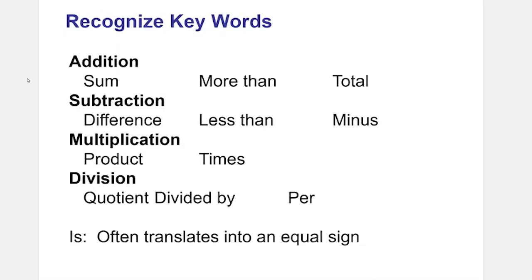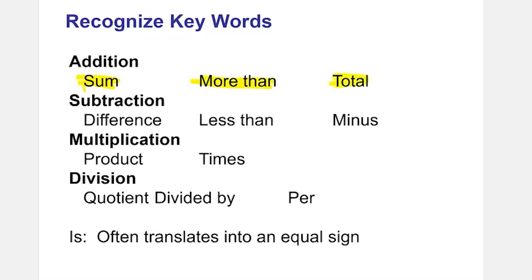This is really important for you to recognize: what is a key word. So for example, if I say something is 3 more than, well, I'm adding. If I want to total certain numbers together, I'm adding. If I say sum, that also means addition. So these are some key words for addition.